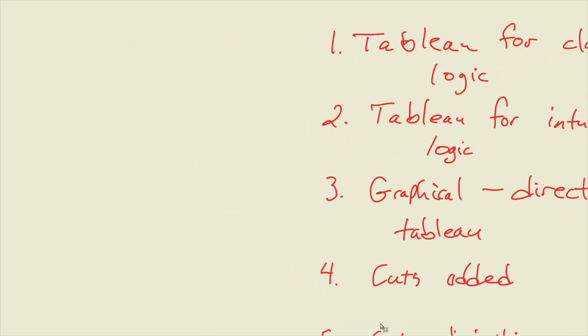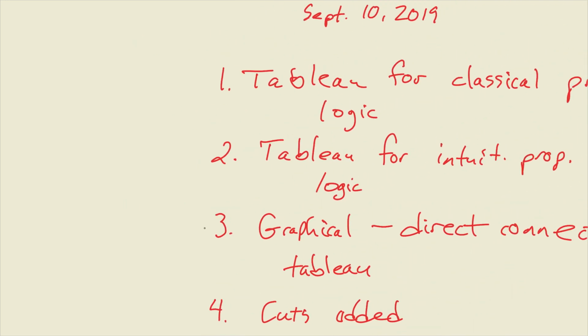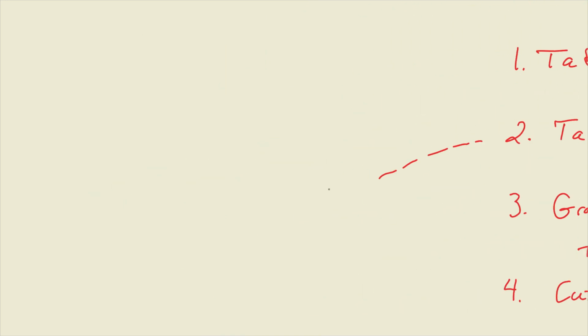And so the first thing to do today, though, is to go back up to step 2. We need to transition from classical tableau to intuitionistic tableau. And it's actually pretty easy to do, which is great to know. And there's a couple different ways to do it.